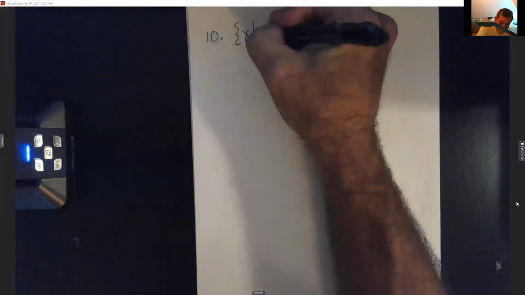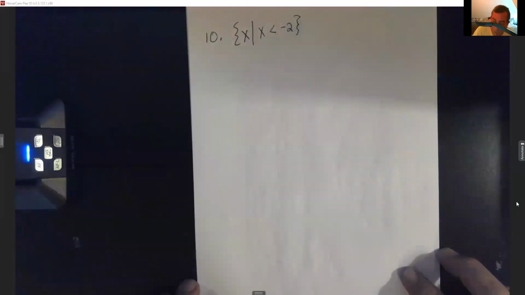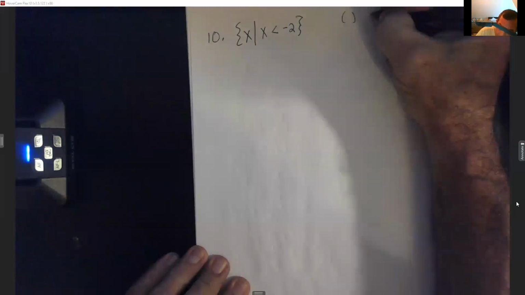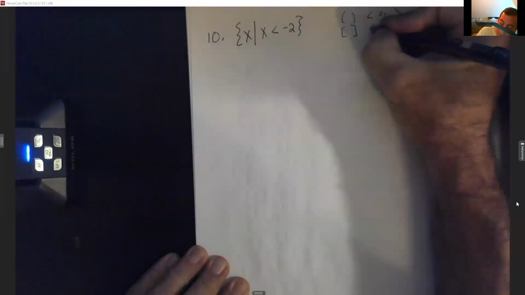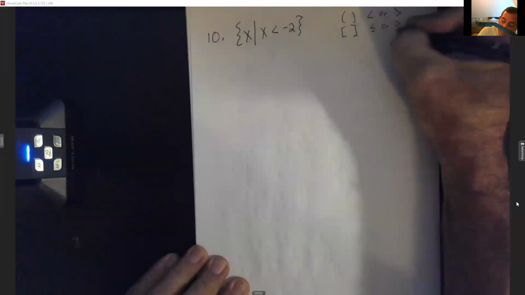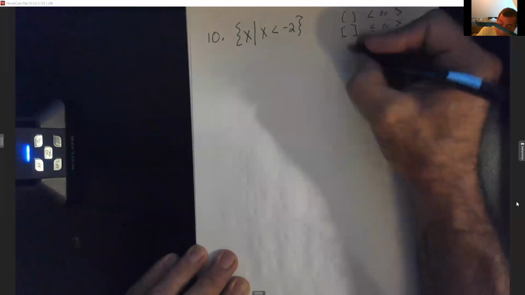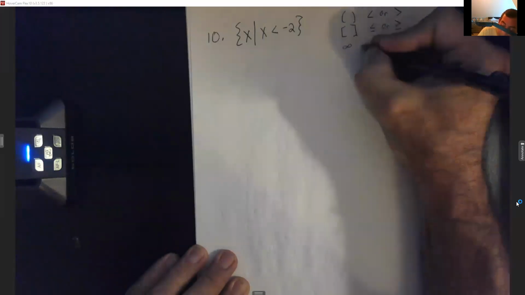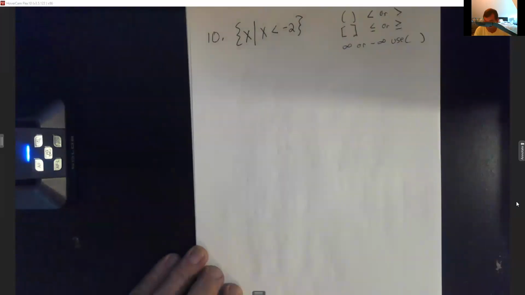All right, number 10, they want me to write interval notation. So they're giving me x such that x is less than negative 2. So interval notation, we use parentheses if it's less than or greater than. We use brackets if it's less than or equal or greater than or equal. Infinity always uses parentheses, okay? So positive infinity or negative infinity use parentheses, okay?